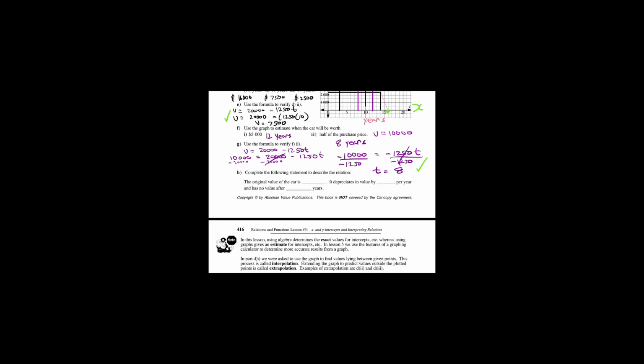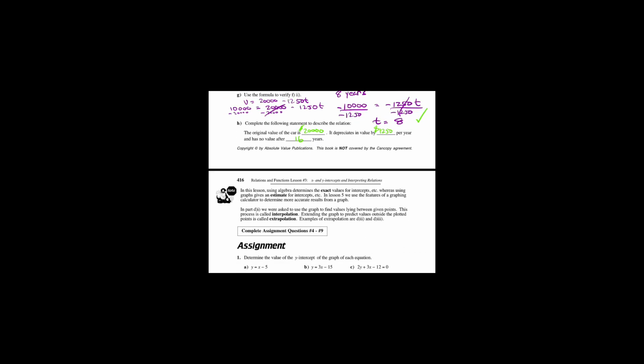Now let's go down to H. Complete the following statement to describe the relation. The original value of the car is $20,000. Don't forget the units. It depreciated by a value of $1,250 per year and has no value after 16 years. So there we go.